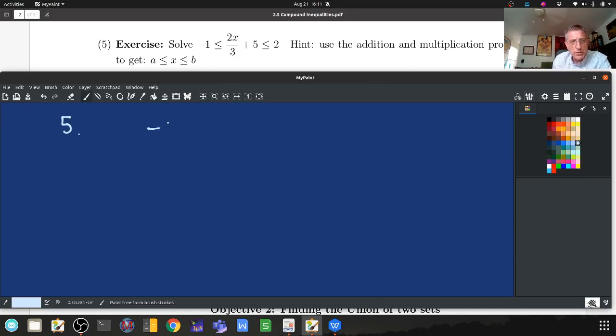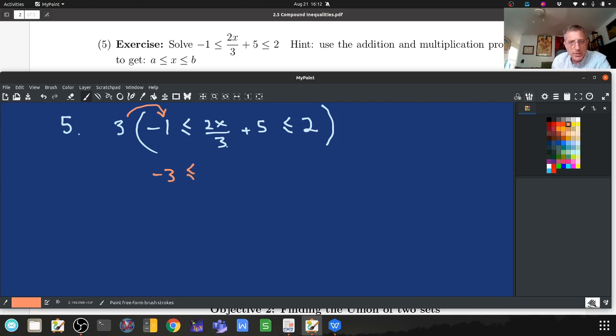So I have minus 1 is less than or equal to 2x divided by 3 plus 5, which is less than or equal to 2. So again, we're going to use our clearing denominator method, and we're going to treat this like it was one gigantic equation. Now I'm going to multiply everything by 3 and use distribution. So 3 times minus 1 is minus 3.